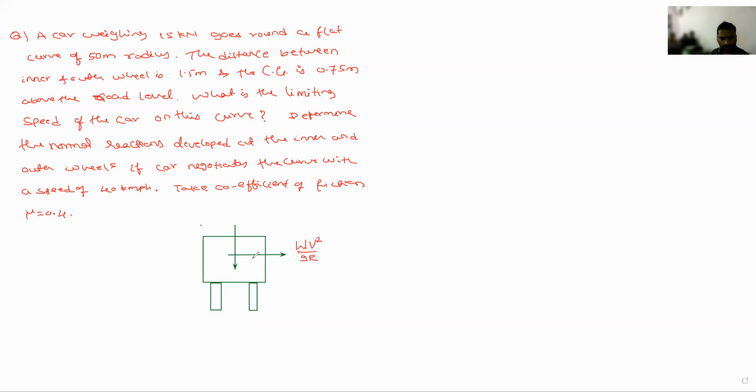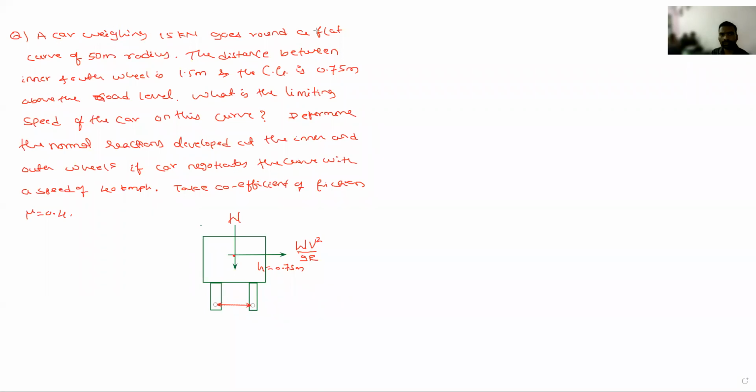Then he has given the CG height. This is the CG. He has given this height, h is equal to 0.75 meter in the problem. Then the weight is acting downward exactly at the half. And these two are the wheels of the vehicle. The distance between these two is given.